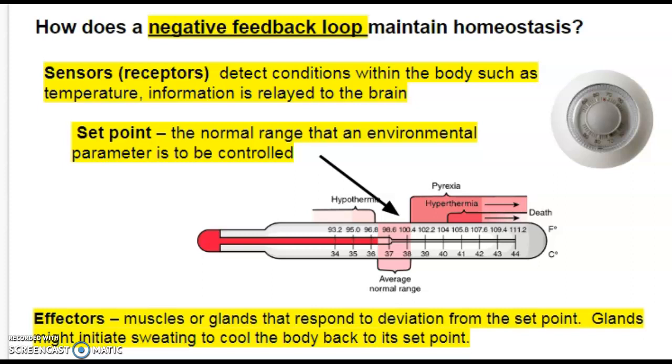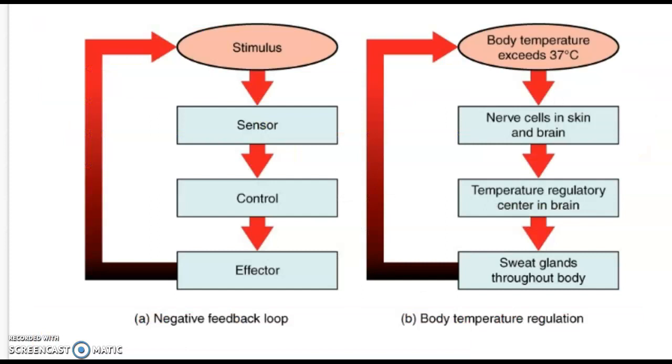So here's a visual of that. There's some stimulus. Your body senses it. The control would be taking it back up to the brain, and then the effector would be a gland or a muscle. Now on the other end, if you are too cold, it will send it to your brain, and the effector would be your muscles that make you shiver.